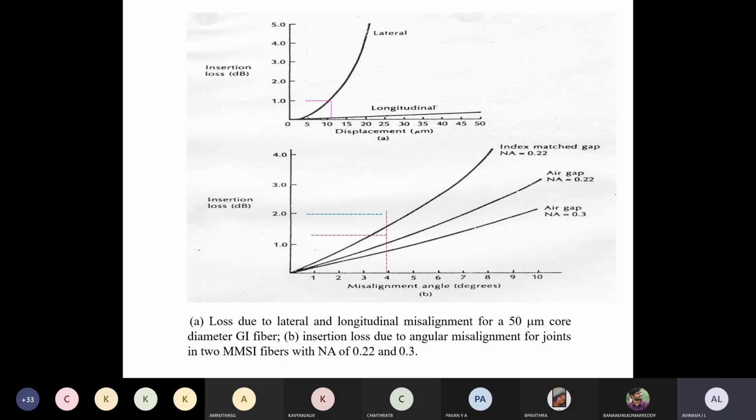If the numerical aperture is less, the losses are going to be more. If the numerical aperture is more, as you can see in the bottom line, numerical aperture equal to 0.3, the losses are somewhat lesser for the same angle compared with a numerical aperture of 0.22. That is for the air gap. When it is an index matched gap, like the index matched fluid I discussed in the last class, the losses will be still higher.